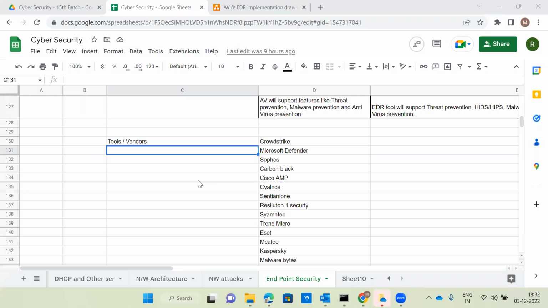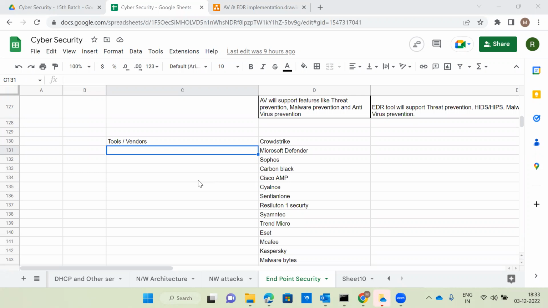Okay, then we discussed the Gartner report also. Who are the best vendors available in the market? As per the Gartner quadrant, quadrant means here 4 quadrants. The first quadrant is the leader quadrant. The second quadrant is the challenger. The third one is the niche player. The fourth one is the visionary. So these are the 4 different types of quadrants.